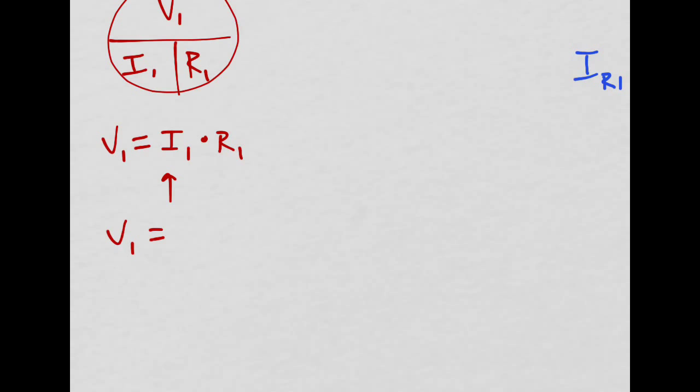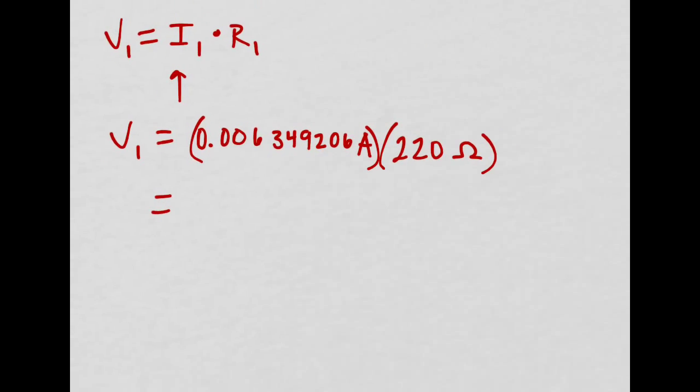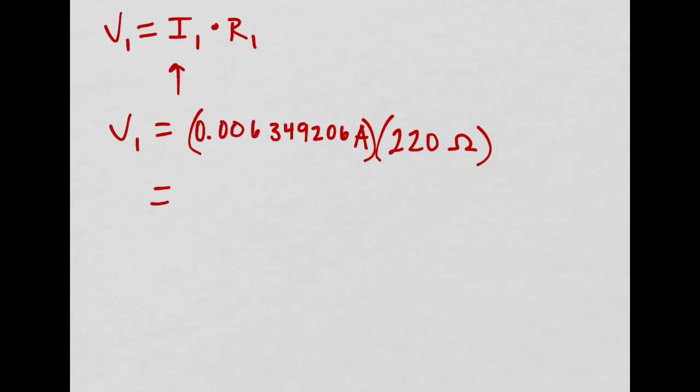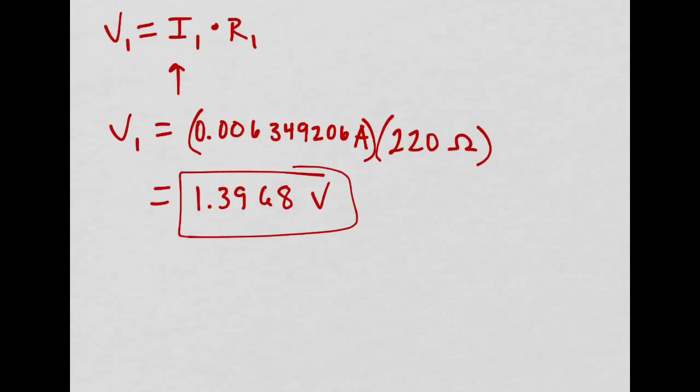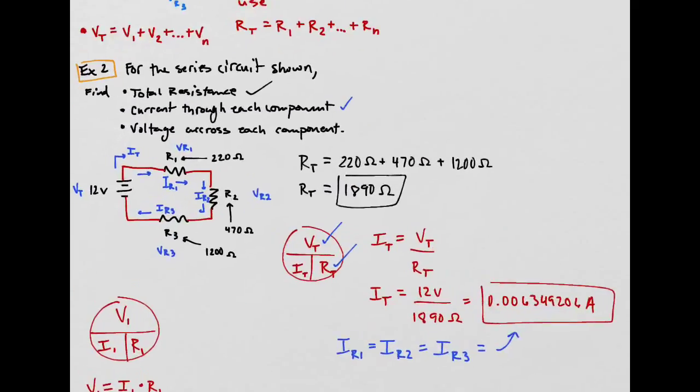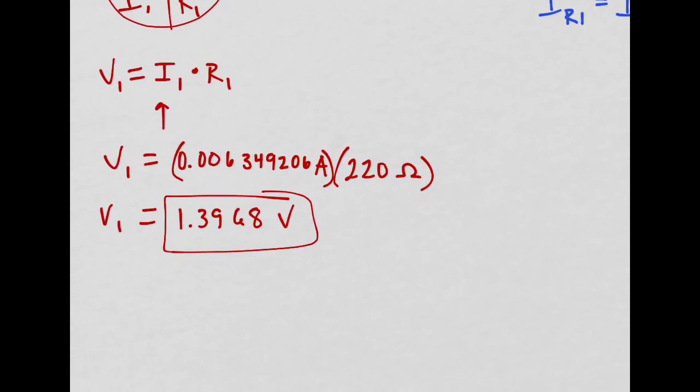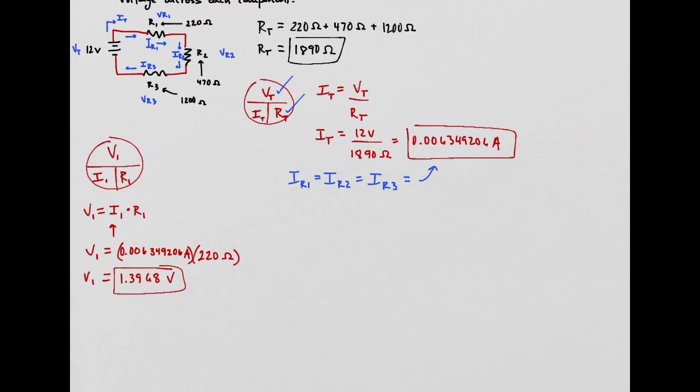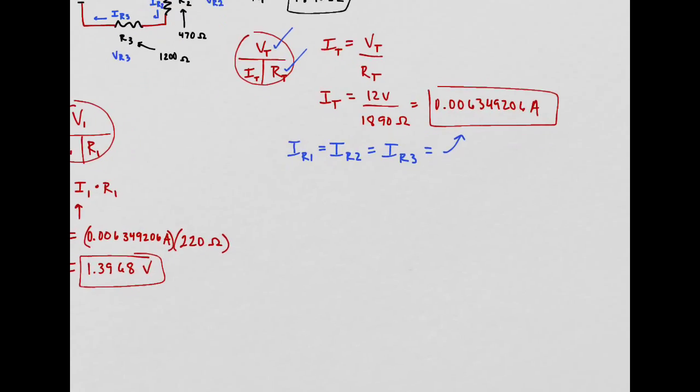So V1 will be, well, I guess I have to write it. We have that, and it's 1.3968. I'm going to leave it there. And volts, right? So that's V1. And it's asking for voltage across each component. So the voltage drop on the first resistor is 1.3968. So that's pretty cool.